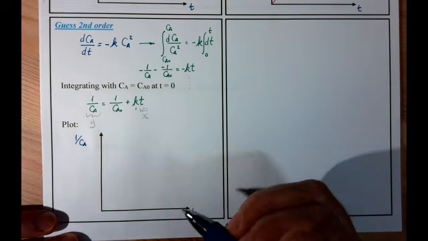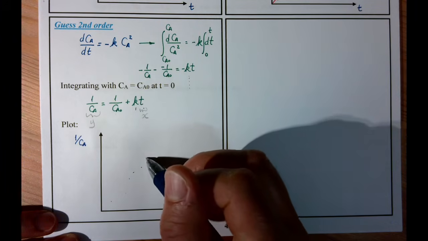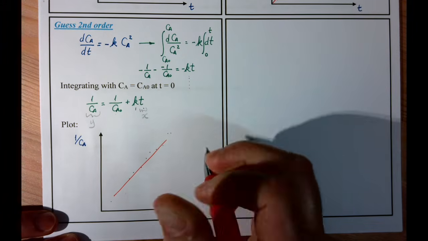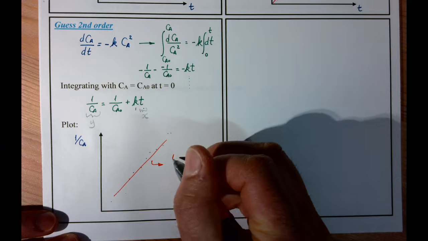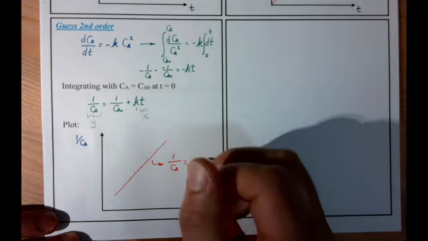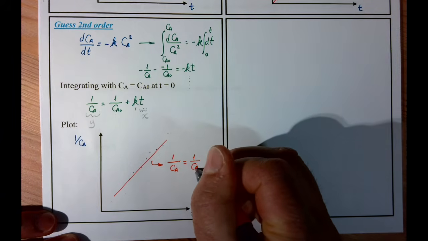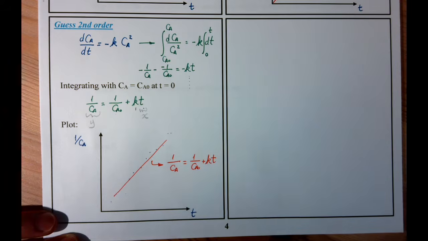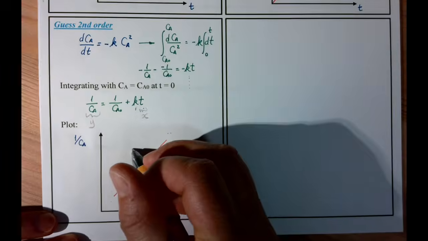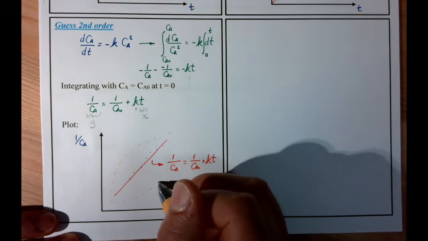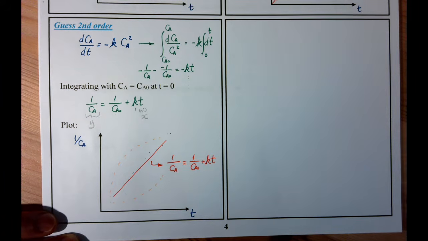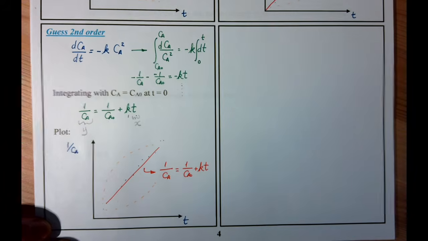And then again, if our experimental points fall on a line, it means that our guess of second order is correct, and the equation of that line is 1 over CA equal to 1 over CA naught plus kt. If the experimental data don't fall on a line and do something like this, or something like this, then that means that our guess was not correct and the reaction is not second order in CA.